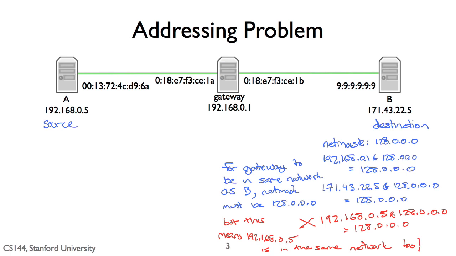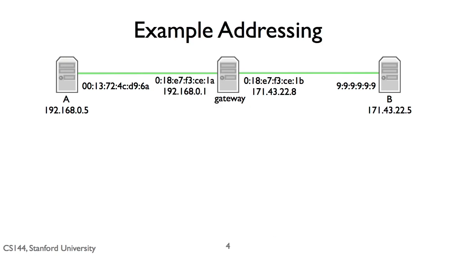So instead, we often see setups like this, where the gateway or router has multiple interfaces, each with their own link layer address to identify the card, and also each with their own network layer address to identify the host within the network that that card is a part of. For the gateway, the left interface has IP address 192.168.0.1, while the right interface has IP address 171.43.22.8.